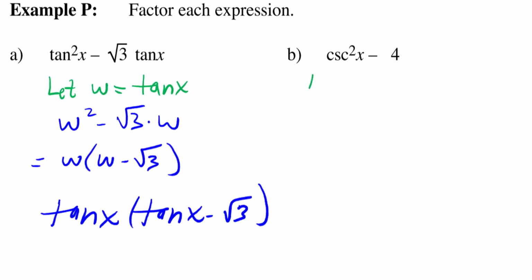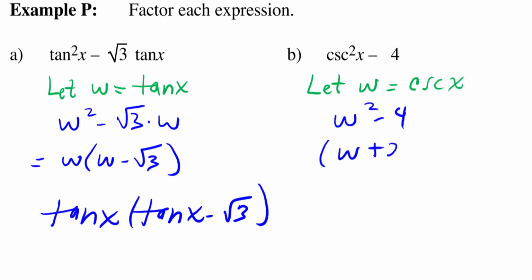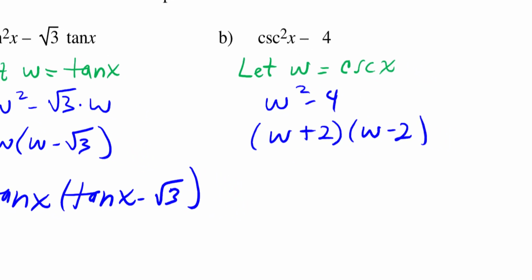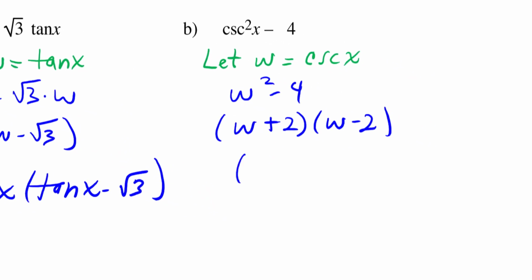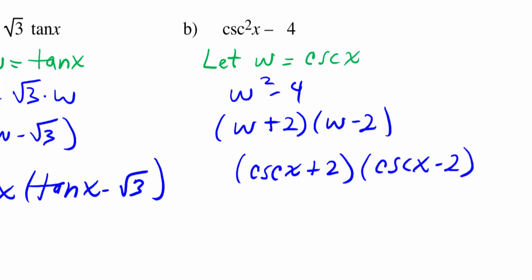In this next example, we'll let w equal cosecant x. Then the expression becomes w squared minus 4, the difference of squares. So we're going to factor that into w plus 2 times w minus 2. And then we'll replace the w with cosecant x. The first factor is cosecant x plus 2, and the second factor is cosecant x minus 2.